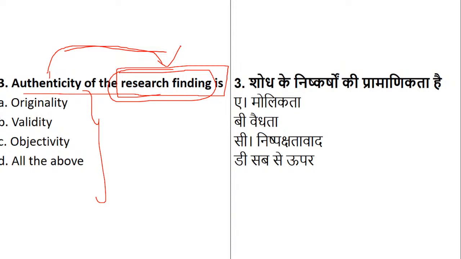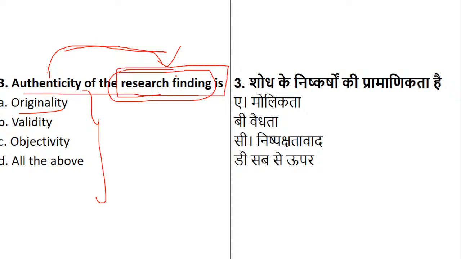Does it indicate originality? Does it indicate validity? Or does it tell about objectivity? What does it tell? Now if you see the meaning of authenticity, those who have given the answer as A, the meaning of authenticity is originality. But I don't want the dictionary meaning. I want what exactly is authenticity in research finding.